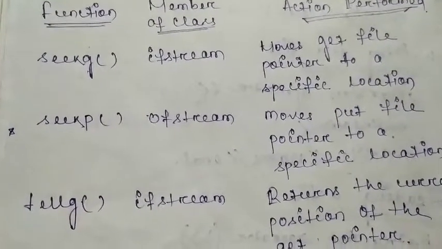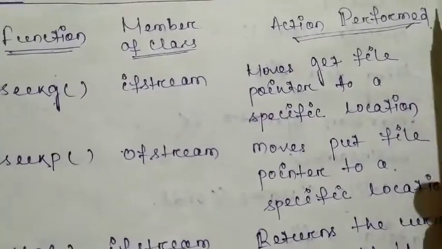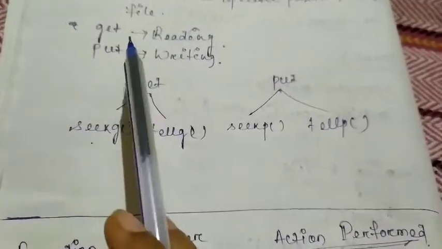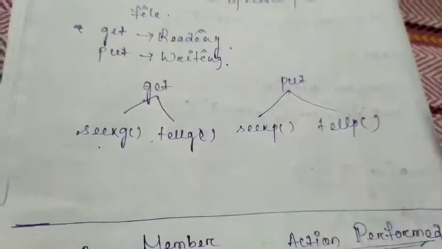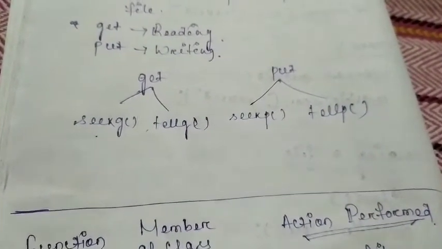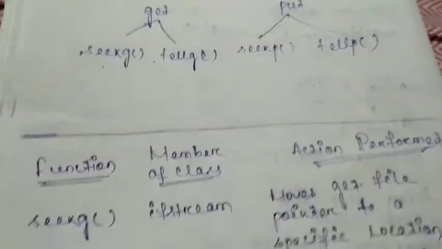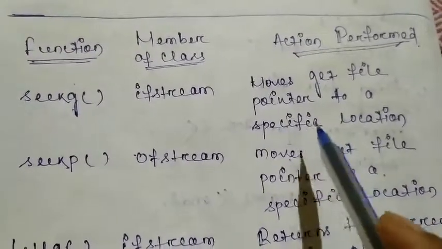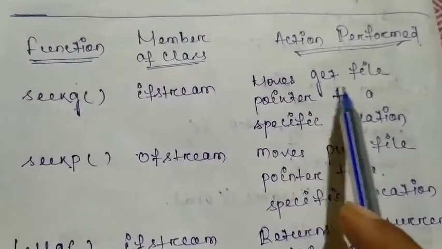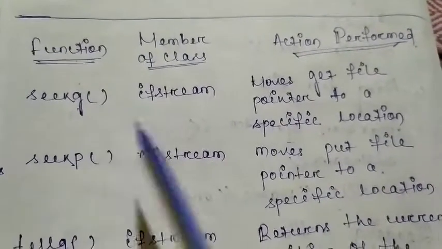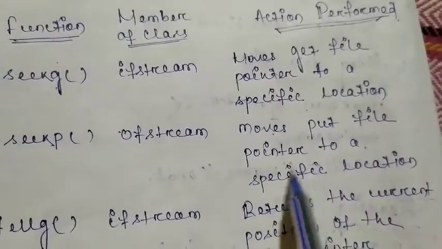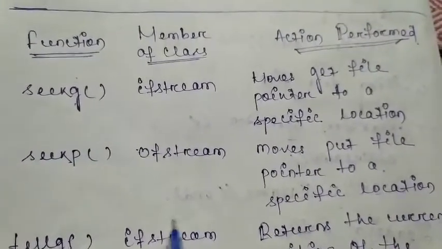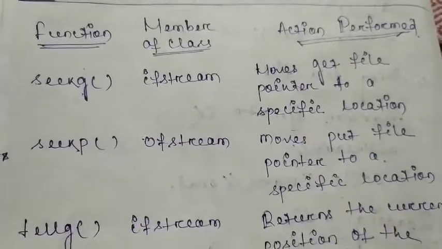The seekg function is used to move the get file pointer to a specific location. As we know, we have two pointers: if you want to read some data, that means the get pointer; if you want to write some data, that means the put pointer. So if we want to read data from a specific location, we have to use seekg. And seekp moves the put file pointer to a specific location. That means if we want to write something at a specific position, we will use the seekp function.